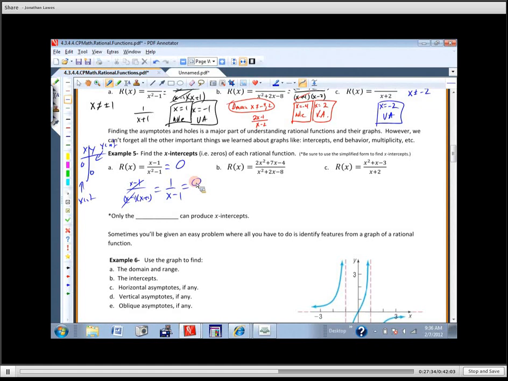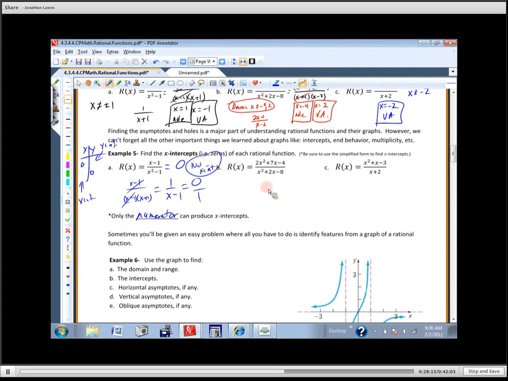Now, the only way that this can equal 0 is if the top equals 0. The bottom could never be the thing that makes it equal to 0, because what if the bottom were 0? Then it doesn't work. It's undefined, right? So only the numerator can produce x-intercepts. So the cool part about finding these is you don't even have to worry about the denominator. We're going to use the simplified version, set it equal to 0. Does this ever equal 0? Okay, so we're going to write no x-intercepts on this one.